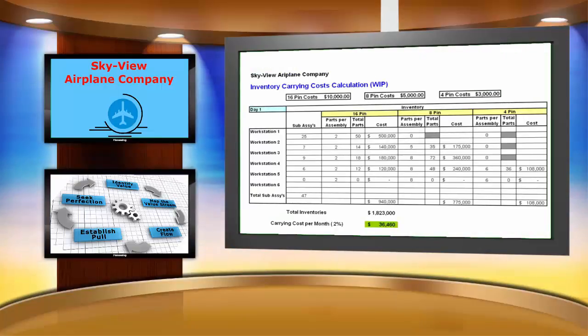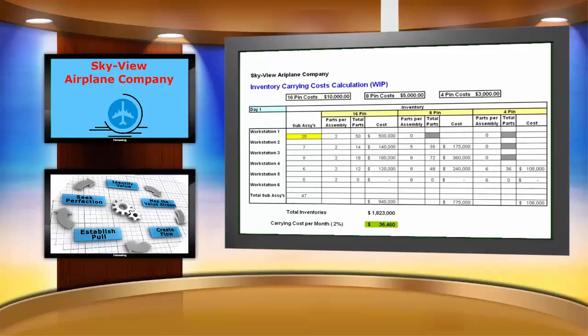Let's take a look now at what our carrying cost is for the Skyview Airplane Company. This table shows all of our inventory carrying cost calculations. That is, for work in progress. Our first step is to count the number of assemblies between Workstation 1 and 2. There are more now that we have completed the last 2 hours of our workday. Once again, we count all assemblies that are either finished in Workstation 1 or in the queue of Workstation 2.